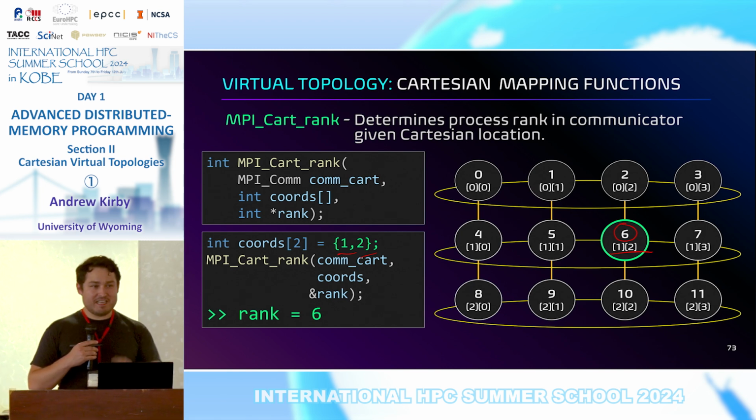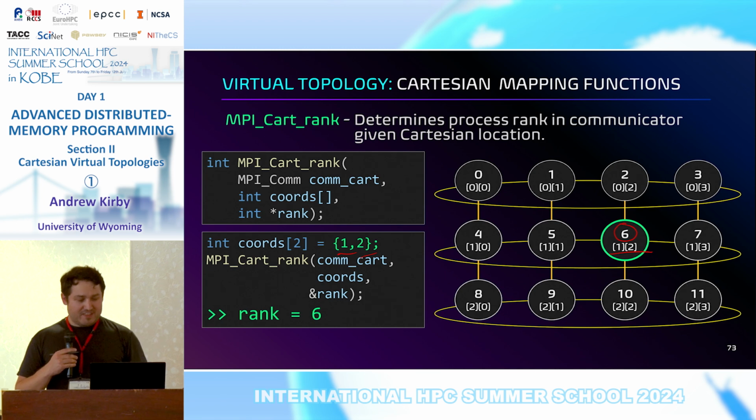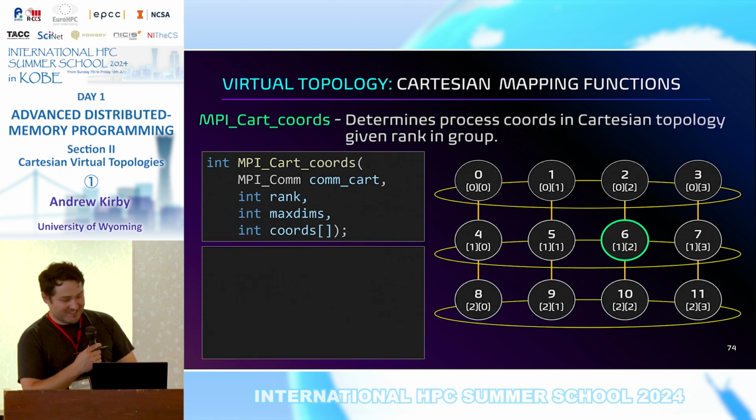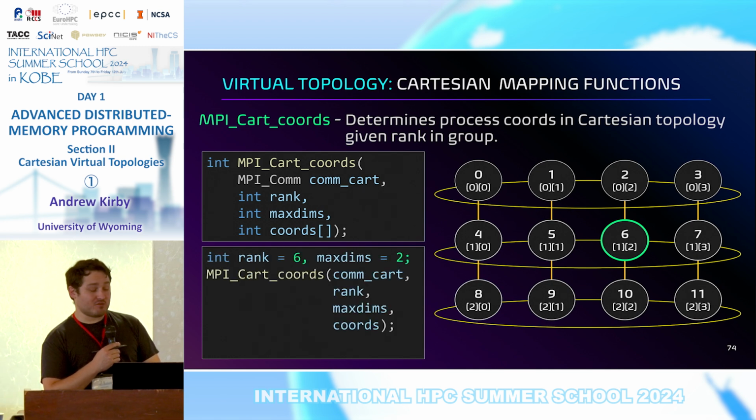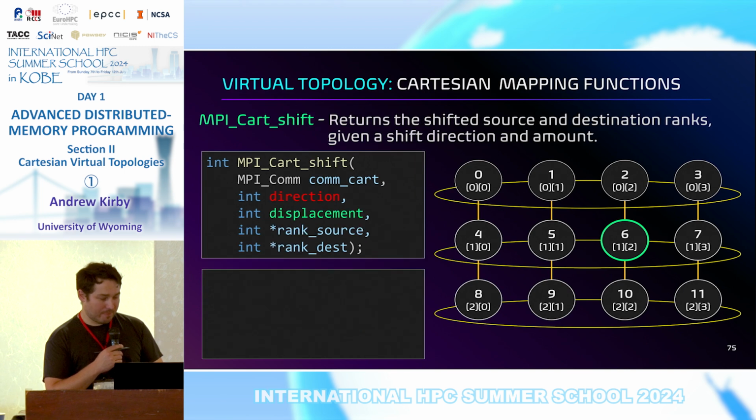Yes. The other way, yes. Okay, so we pass in coordinates, right? Or, sorry, we pass in the rank and the dimensions, and it's going to spit back the coordinates, right? So just the opposite. Pretty straightforward, right?